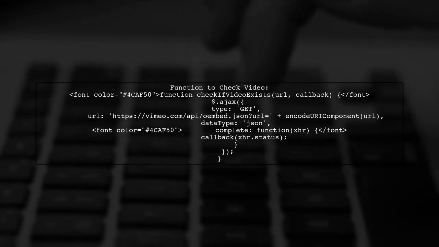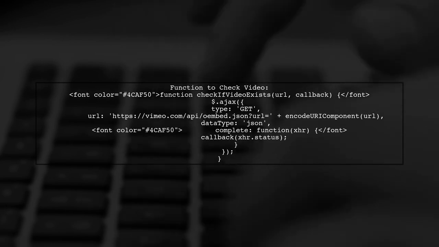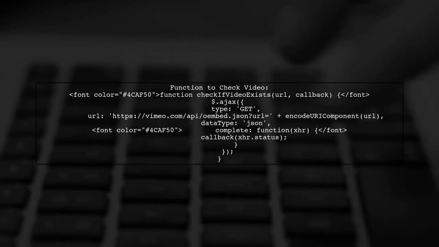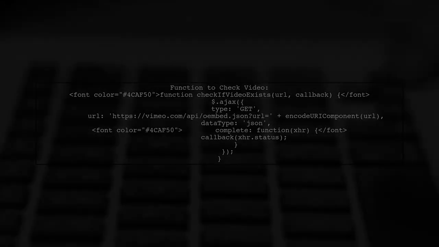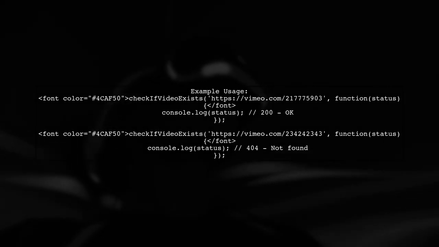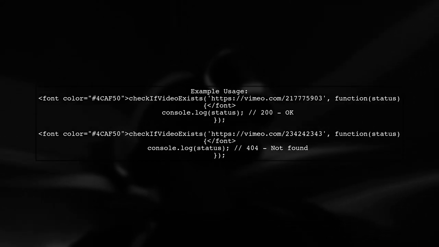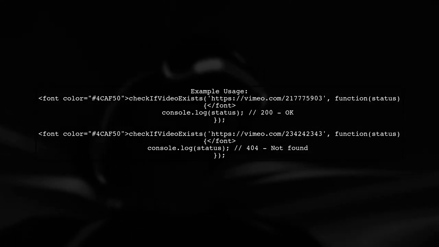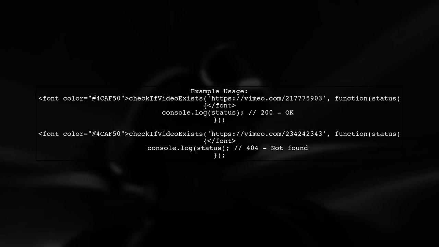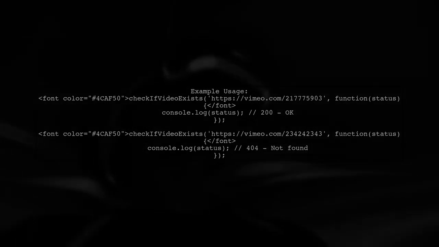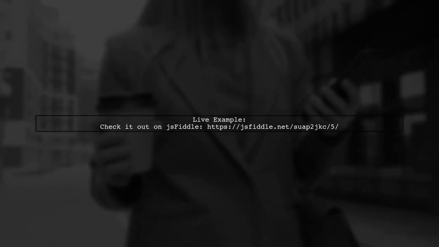Here's a simple function that checks the video status. It takes a URL and a callback function to handle the response. You can test the function with different video URLs. A status of 200 means the video exists, while 404 indicates it was not found. For a live demonstration, check out the JS Fiddle link provided.